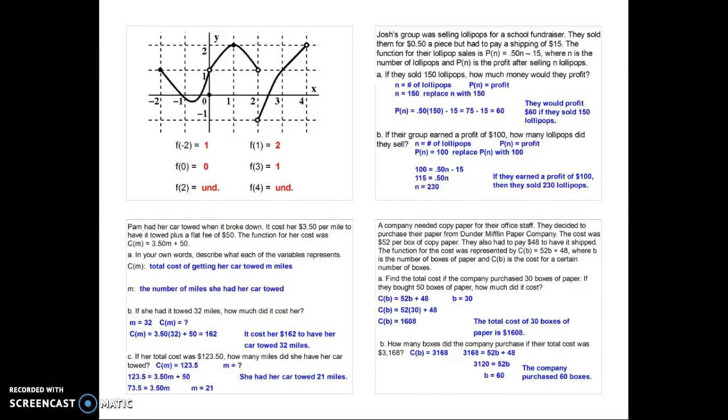So again, this was part 2 of your concept number 13, which is evaluating functions. So this is your word problems.